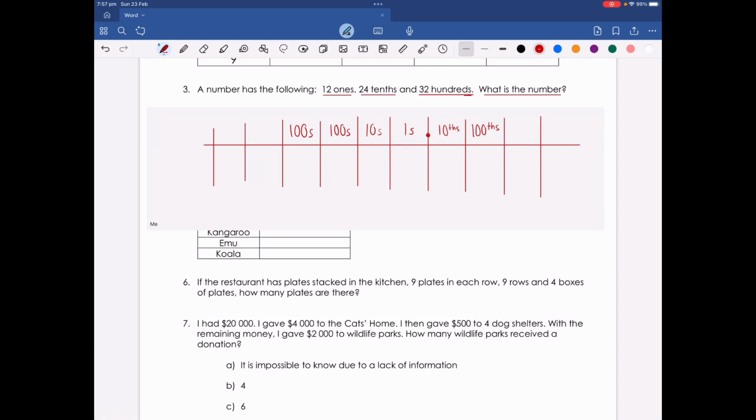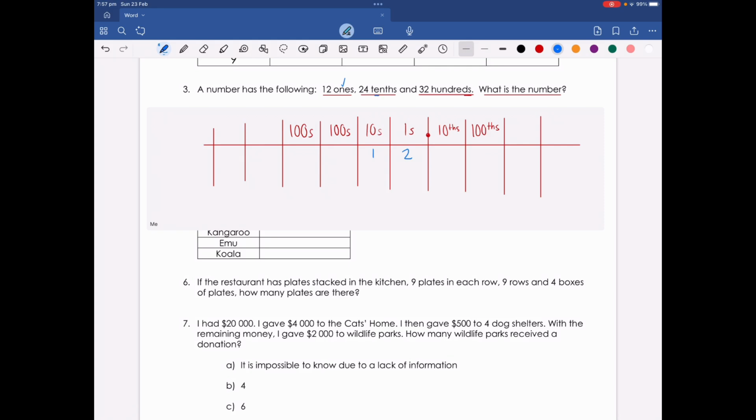All right, so 12 ones. So do I put that here, just like this? No, because we can't put two digits in the same column. So if we've got 12 in our ones column, the 12 goes like this. The 1 is carried over to the tens column. So we've got 12 ones. Let's do our 24 tenths now.